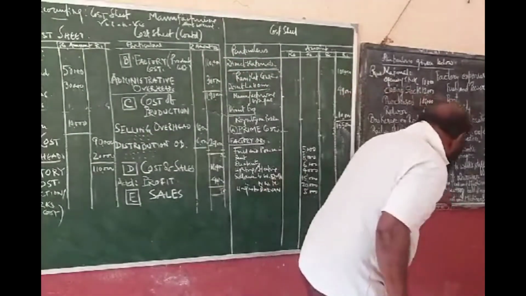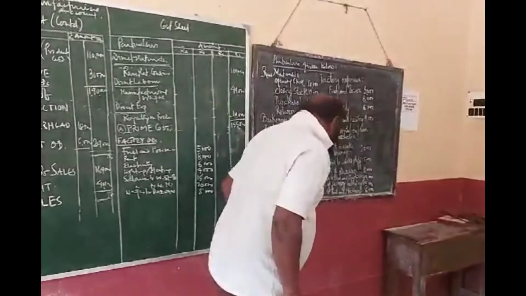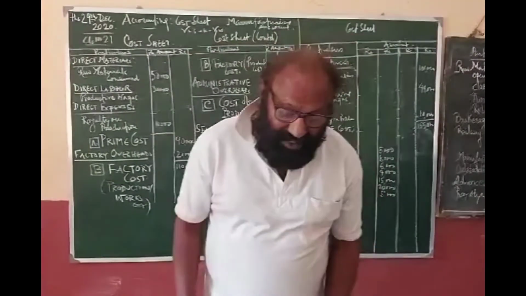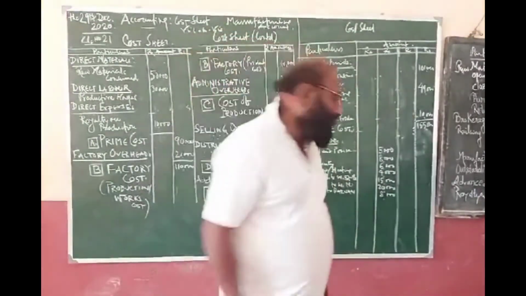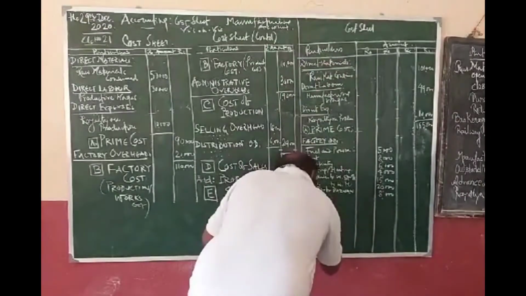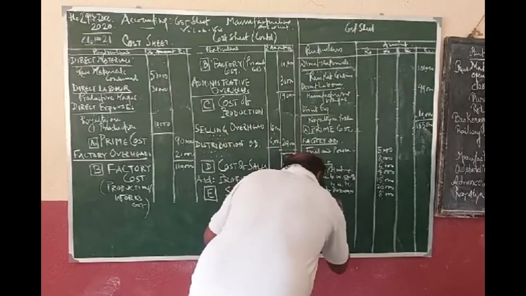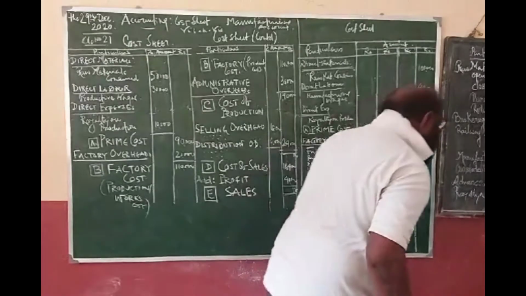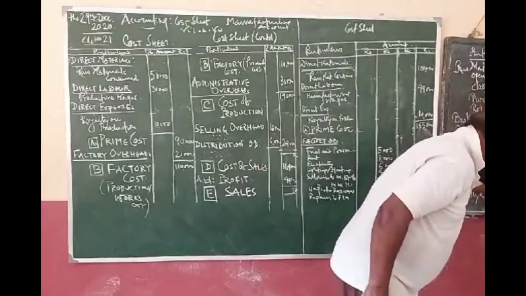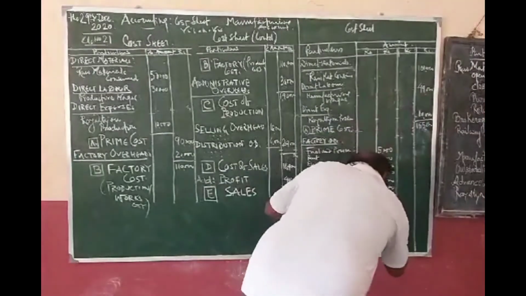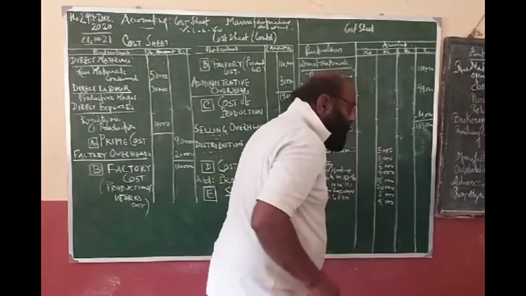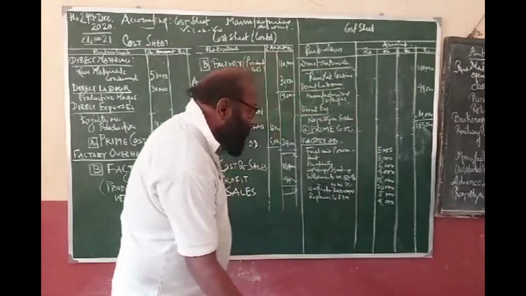Now depreciation to plant and machinery or repair to plant and machinery. I think you know that plants and machinery which are being used must be maintained. The cost of maintenance depends on maintenance. Repairs to plant and machinery. How much is it? It is 4,000.